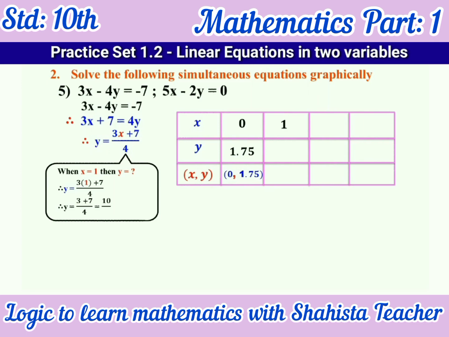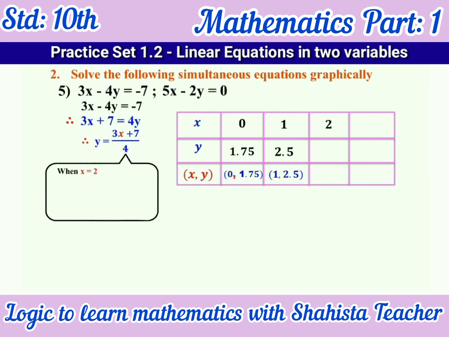So 2 2s are 4 and 2 5s are 10. 5 upon 2. So that is equal to 2.5. Okay, so y is 2.5. So x is 1 and y is 2.5. See here, this is a decimal type question. So (1, 2.5). So simple and easy to solve.